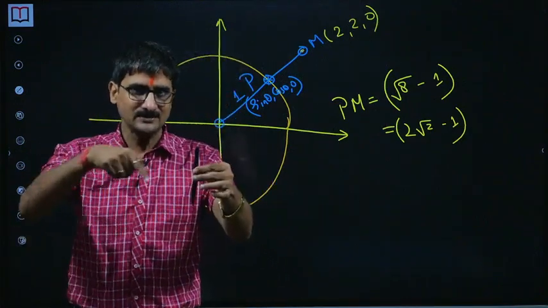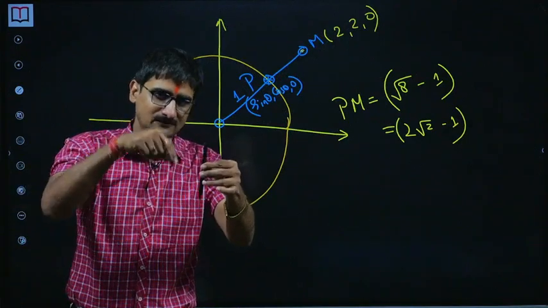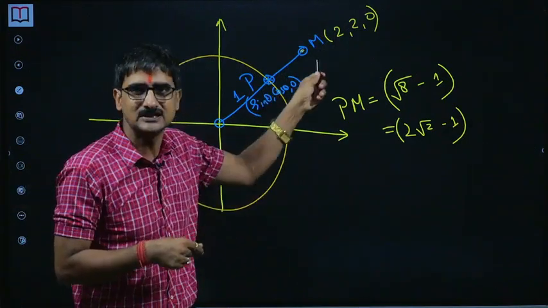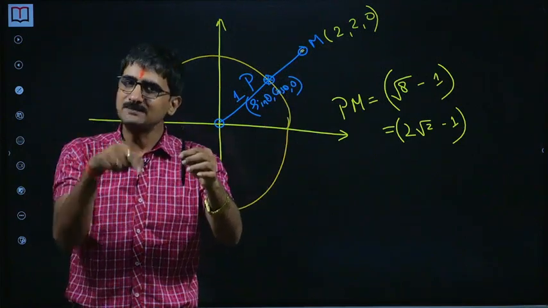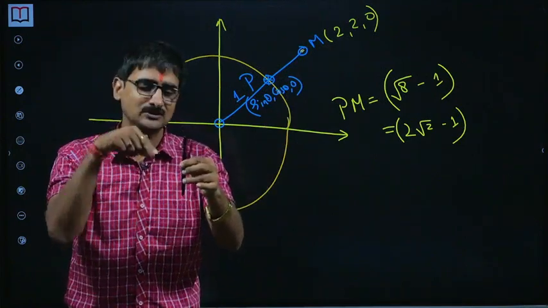I am again repeating. See, PN, if I fix such a point here so that PM gets minimum, then from that point you can only draw one perpendicular to the given line.